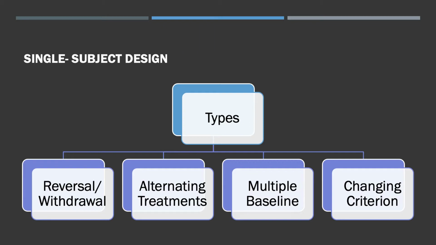oftentimes called an ABAB design. Within all of these designs, each design is going to be used to display a functional relation differently. And in a reversal design, when we can remove the intervention and return to baseline data, if you will, as well as then re-implement the intervention and see the intervention change the behavior again, we then are able to determine that a functional relation has occurred.